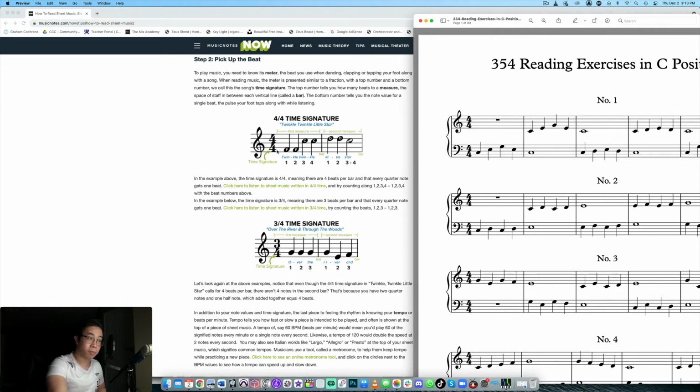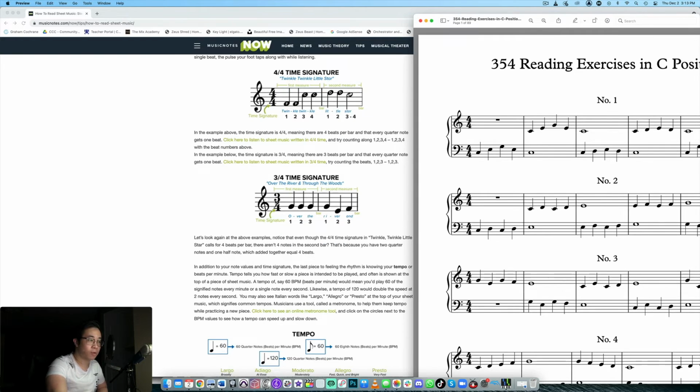If it's a 2 on the bottom, then we would expect to see 4 half notes in this bar. If it was an 8 on the bottom, then we would expect to see 4 eighth notes in this bar with a little tail, for example, or you can see them joined together. So the number on the bottom tells you the value of each beat, whereas the top number tells you how many beats are in a bar. And so yeah, this 3 4, you see there's 3 beats in a bar, and each of those beats is a quarter note because that's what the 4 tells us. 1, 2, 3 quarter notes.